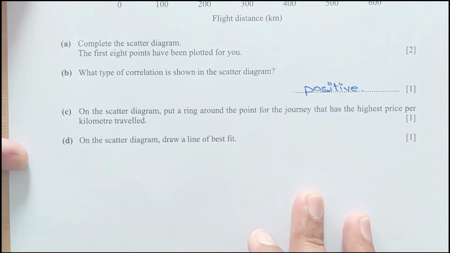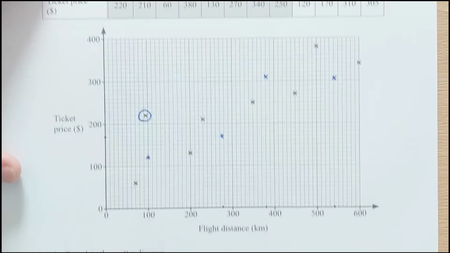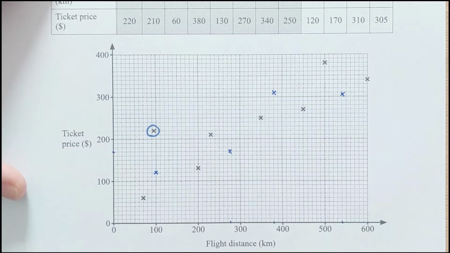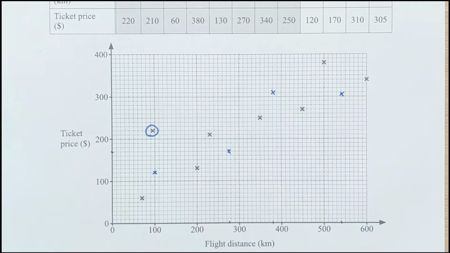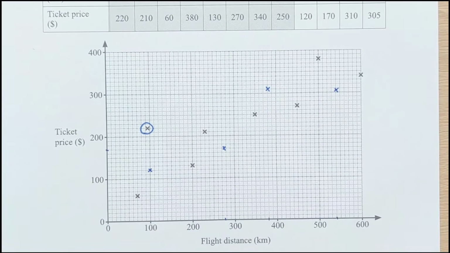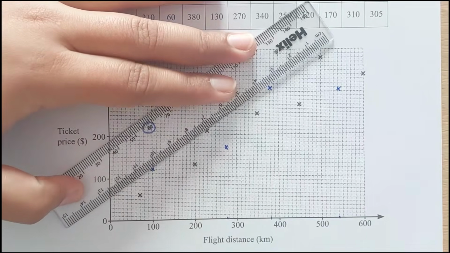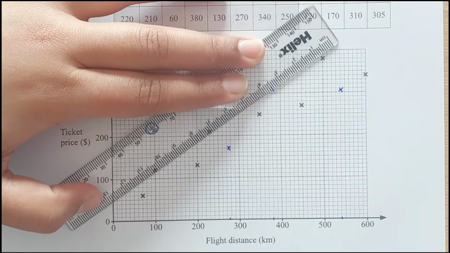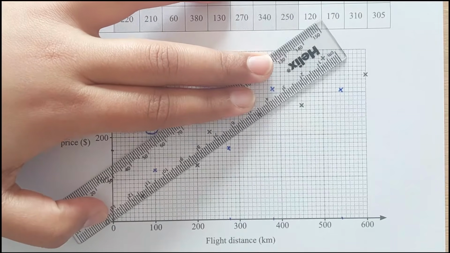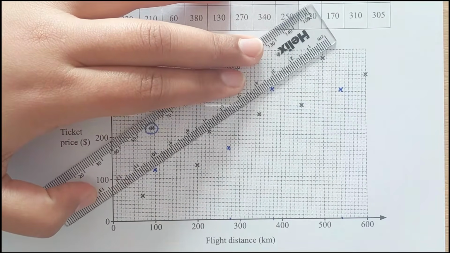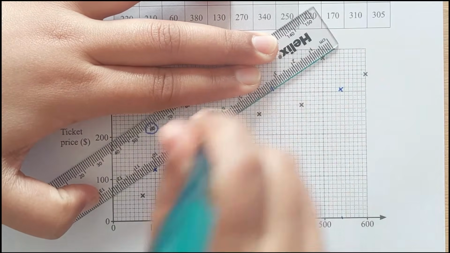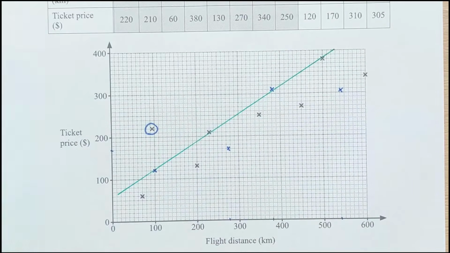On the scatter diagram, draw the line of best fit. The line of best fit is a line that passes through as many points as we can. So let me draw the line of best fit. If I choose this one, it passes through 4 points and 2 points here. So this is a better estimate. Let me choose this one as the line of best fit.